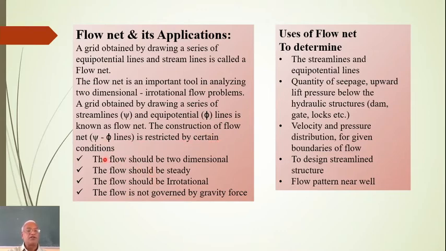What are those conditions? The flow should be strictly two-dimensional. The flow should be steady. The flow should be irrotational. The flow should not be governed by gravitational force. So this is about the definition of the flow net.